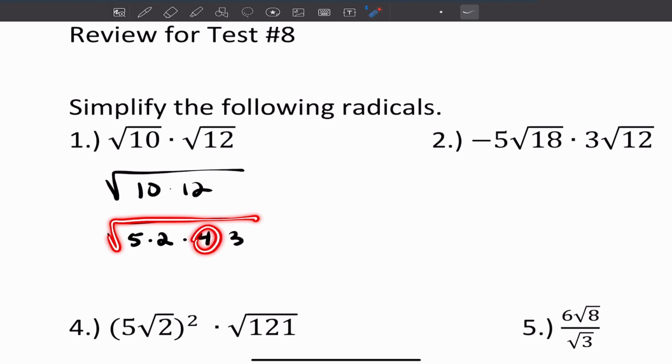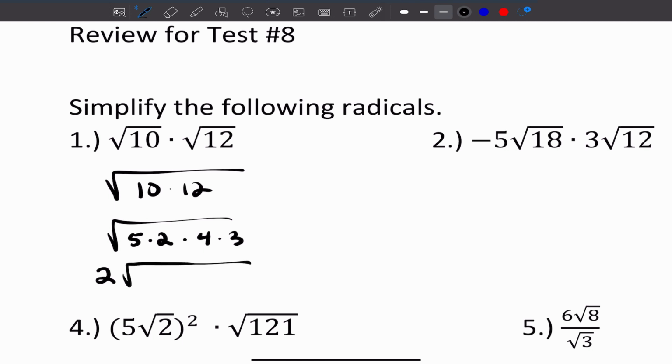So we have the square root of 4, which is 2. So 2 is going to go outside of the square root, and then we just have 5, 2, and 3. They don't have a pair, so they remain inside of the radical. So I have 5 times 2 times 3. So 2 root, 5 times 2 is 10, 10 times 3 is 30, so 2 root 30 is your answer.